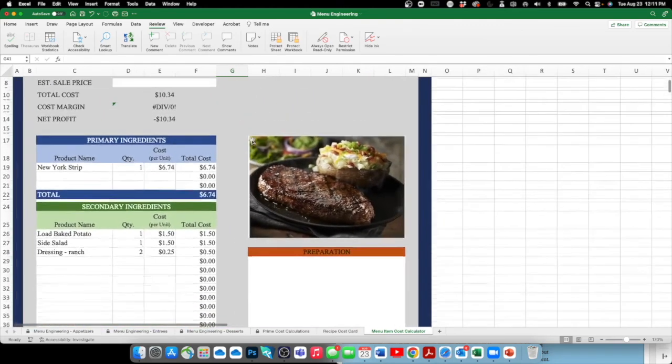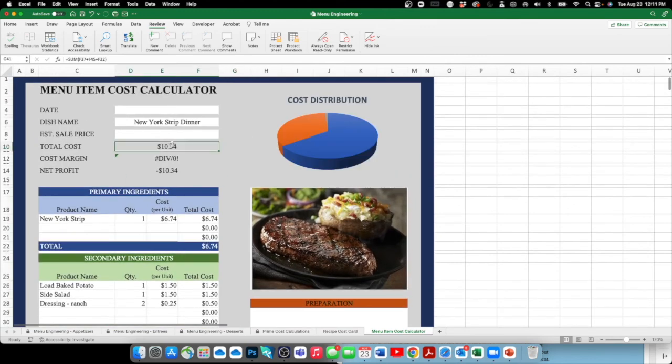Okay. So that tells me that my total cost here is $10.34. I need to give it an estimated selling price. I want to sell this item for $30. At $30, I'm making 19.66% net profit. We call that net profit contribution margin. If you remember back from the menu engineering lecture, we call that contribution margin. That means that 34% is my cost margin.